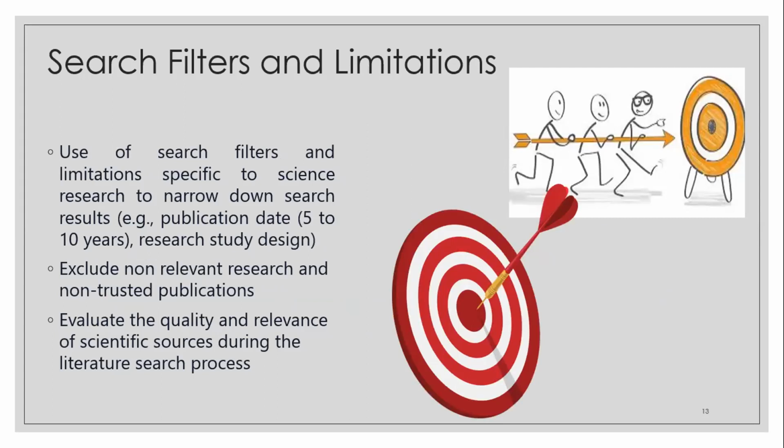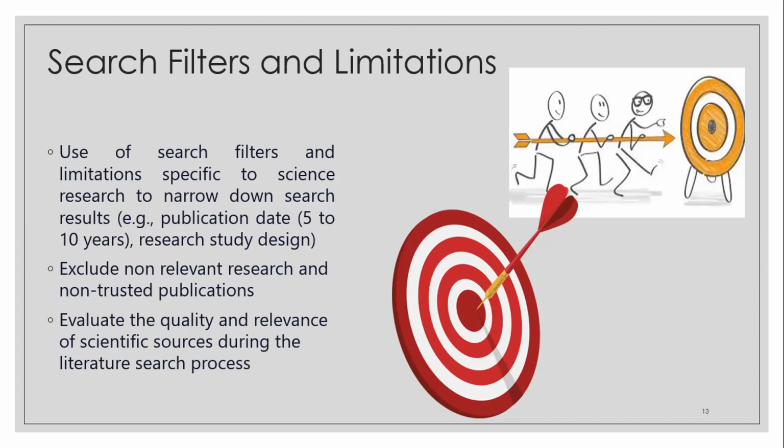Okay, for the research filters and limitations. You can use some of the research filters and limitations specific to science research to narrow down your research results. As I mentioned just now, you can put the publication date or the research study design. Let's say you are doing the effects of fermentation on soybean, but you are using certain statistical analysis. Then, to avoid journals that are not relevant, you can specifically mention the effect of fermentation using response surface methodology. Then you just want the papers related to response surface methodology, and it will give you all the papers related to response surface methodology, RSM, about the fermentation of soybean.